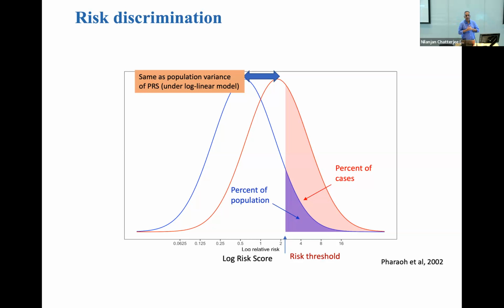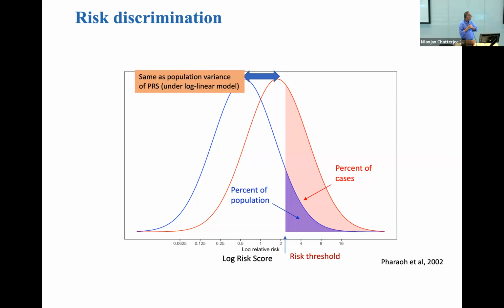You can show by a simple Bayes theorem that if the original risk score in the population was normal, then in the cases it will be another normal distribution with the same variance, and the mean shift is going to be exactly the same as the variance of the original score. Okay, so if you just use Bayes theorem, you can prove this.